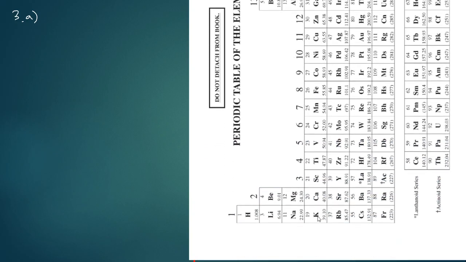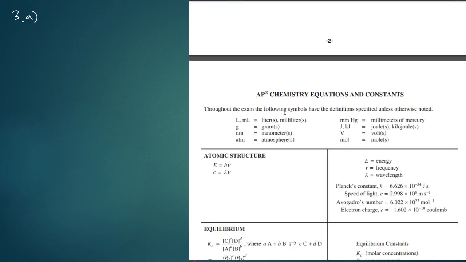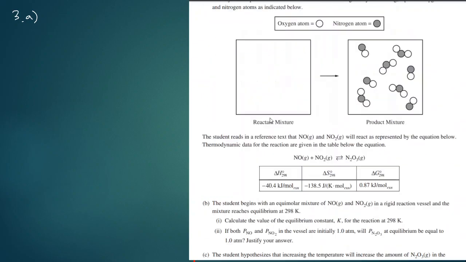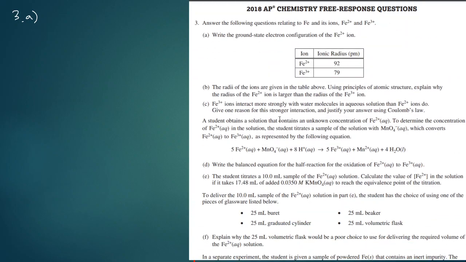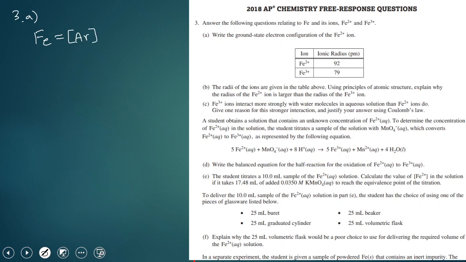So we're going to have argon, then we're going to have 4s2, and then we're going to have 3d6. I will scroll back down. Okay, so first I'll write Fe. So Fe is argon, 4s2, 3d6.